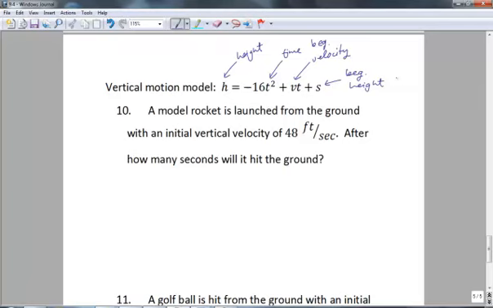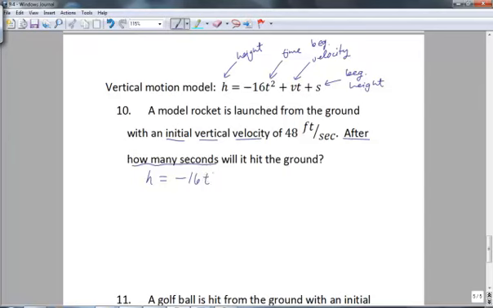Okay, so let's take a look at number 10. It says a model rocket is launched from the ground with an initial vertical velocity of 48 feet per second. After how many seconds will it hit the ground? So I'm going to fill in everything that I know. First of all, I know that h is my height at any time. I don't know that yet. I don't know anything about time. In fact, doesn't it say after how many seconds?